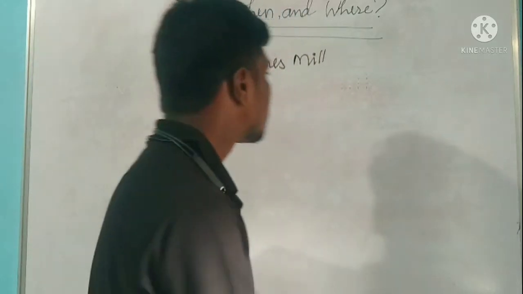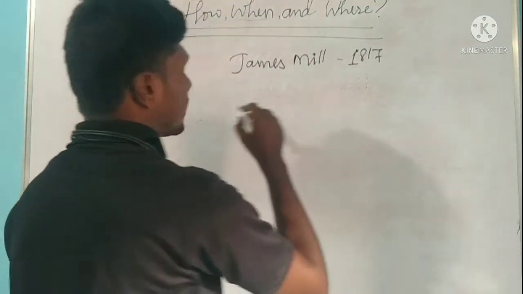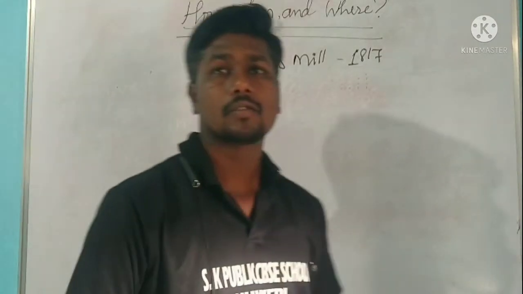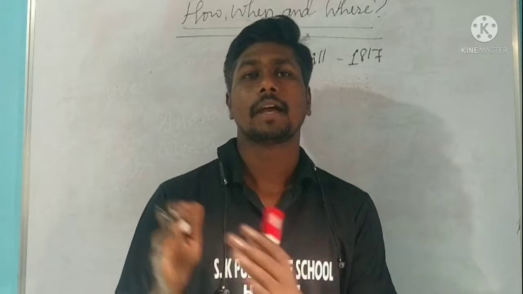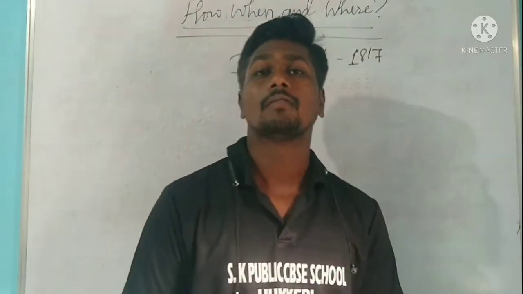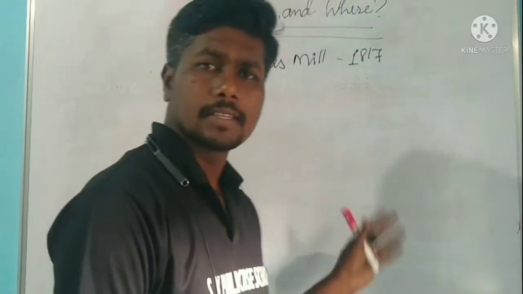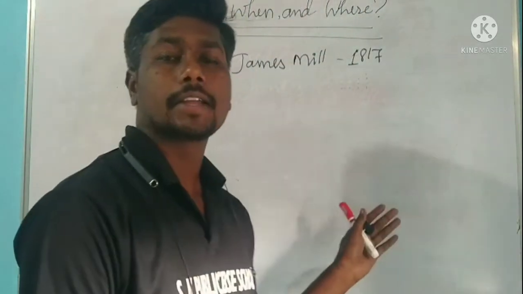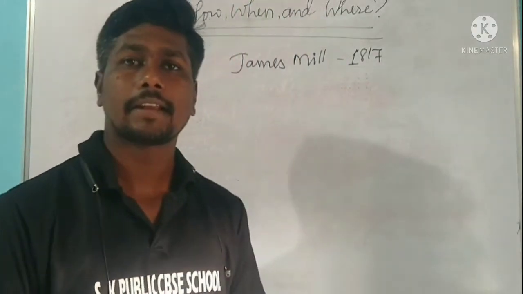When he wrote this in 1817, he divided British Indian history into three parts. Which are those three? Hindu, Muslim and British. Which means he divided the history on the basis of religion. But is it right to divide the history of a country on the basis of religion? Obviously it is incorrect, right?